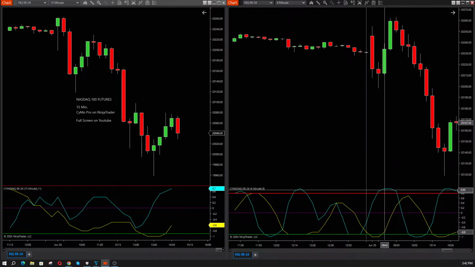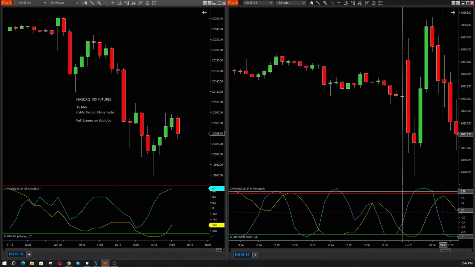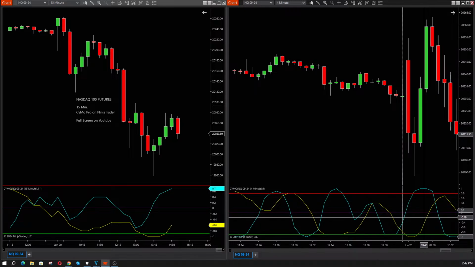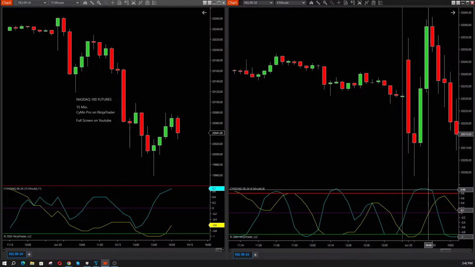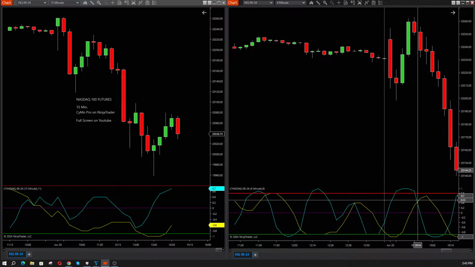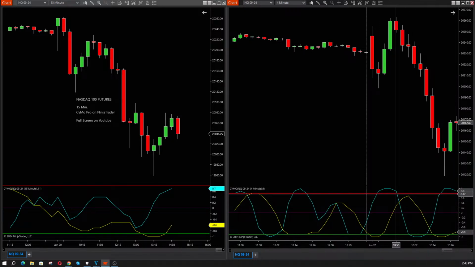We know that when the cyan line crosses over and momentum is between both the upper and lower threshold, you're likely to get a reversal right here to the downside. And that's exactly what happened right here. I mean, it could not have been a better trade right there.